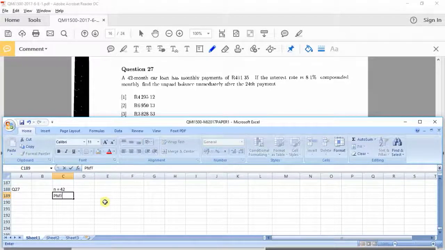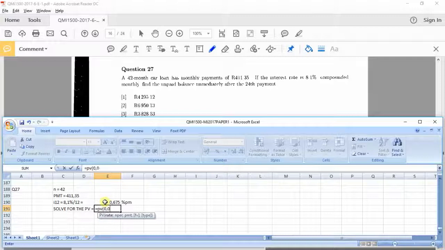Okay, a 42-month car loan. So N equals 42. Has monthly payments, so PMT equals 411.35. If only cars were that cheap to pay off. If the interest rate I12 equals 8.1% divided by 12, is that percent per month? Find the unpaid balance immediately after the 24th payment. So that's going to be an amortization. So first solve for the PV. That's step number 1.